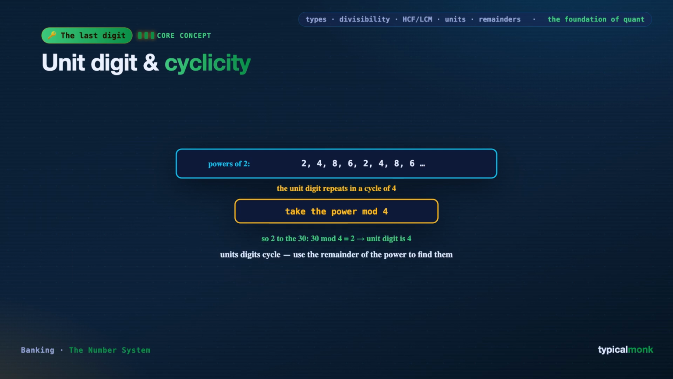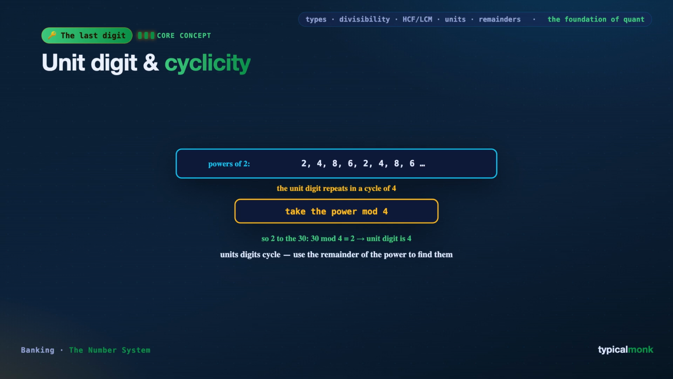Let us make it concrete. What is the unit digit of 2 raised to the 30th power? We do not compute 2 to the 30th, a 10-digit monster. We just take 30 modulo 4, which is 2, meaning the 30th power sits at the second position in the cycle 2, 4, 8, 6, and the second position is 4. So the unit digit of 2 to the 30th is 4, found in seconds with no calculation.